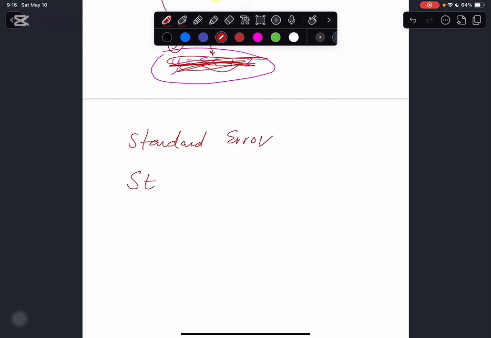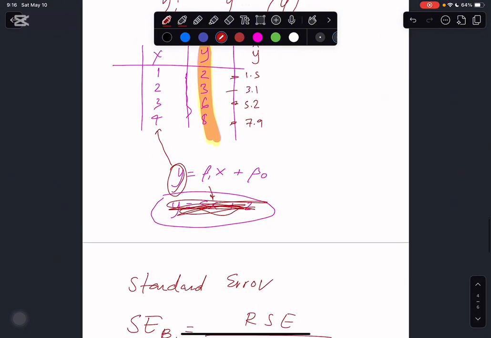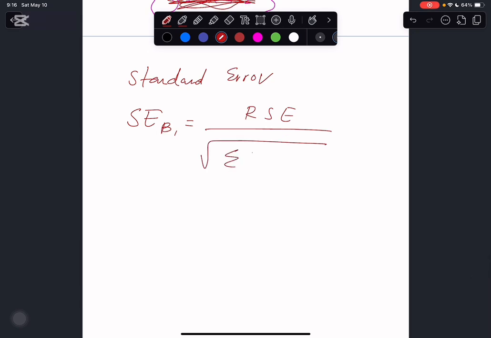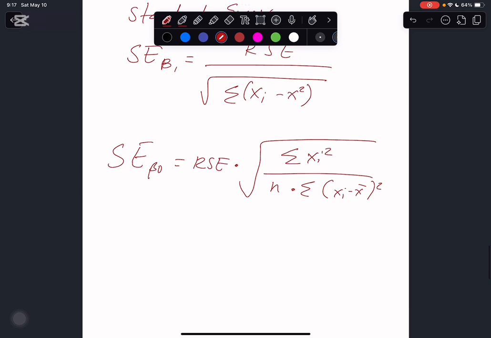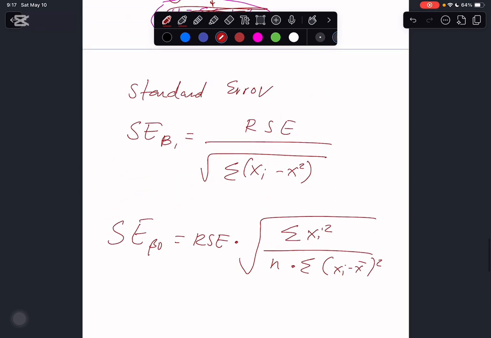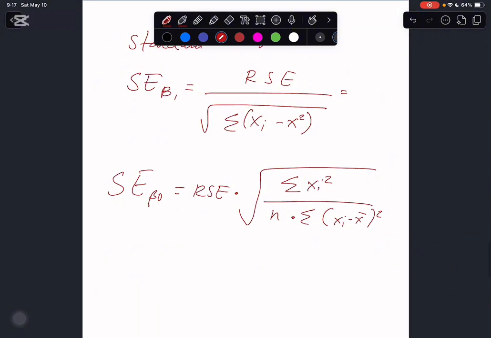we're going to use the SE of b1, which equals the RSE, the number we found above, over the square root of the sum of (xi minus x bar) squared. The SE of b0, I also said I'll find, is the RSE times the square root of 1 over n plus x bar squared over the sum of (xi minus x bar) squared. So we'll get values for the standard error of b1 and the standard error of b0.